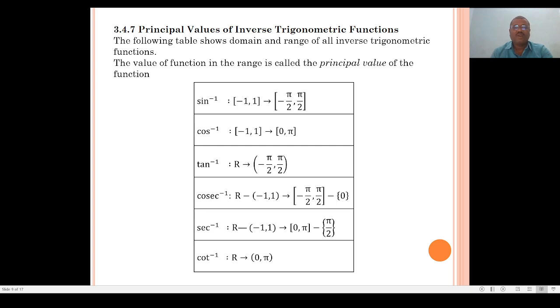Now see some examples on trigonometric functions. For the board exam, only the examples are asked, not a proof of the formulas. But first we see the formulas or properties of inverse trigonometric functions. So our topic: properties of inverse trigonometric functions.